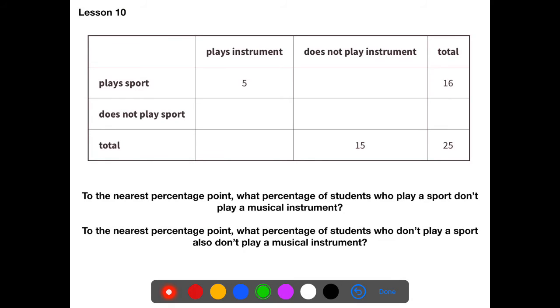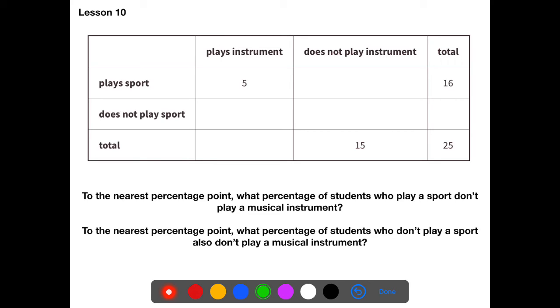A survey in a class asked these questions: do you play a sport, and do you play a musical instrument? Here's a two-way table that gives some results from the survey. Complete the table assuming that all students answered both questions. And to the nearest percentage point, what percentage of students who play a sport don't play a musical instrument? And to the nearest percentage point, what percentage of students who don't play a sport also don't play a musical instrument? So take a minute, try and fill in this table, and then we'll go through it.